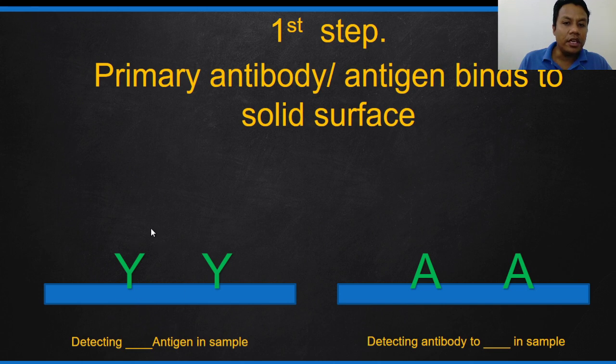first stick the specific antibody against the antigen that we want to look for. For example, if we want to look for the virus COVID-19, we need to stick the antibody against COVID-19, not any antibody, but antibodies specifically against COVID-19, to the solid surface.